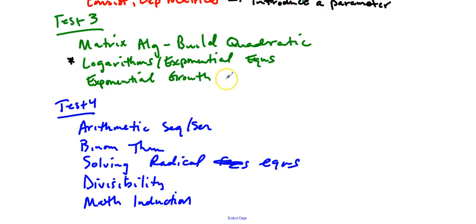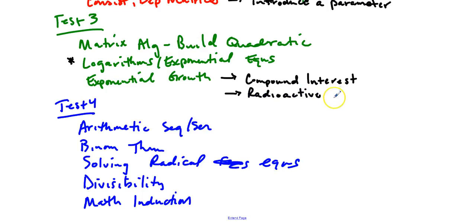And then exponential growth, and within this exponential growth, we talked about compound interest and the different types of compound interest. And then we also talked about radioactive decay and problems dealing with those, finding the rate of decay and so on.